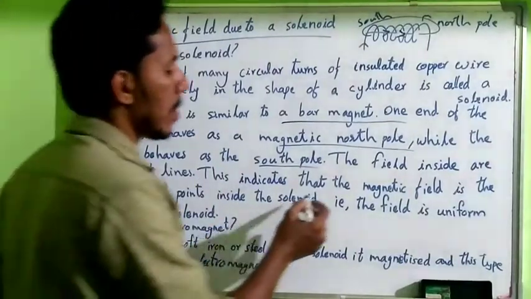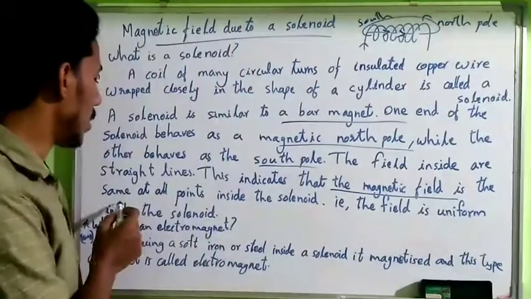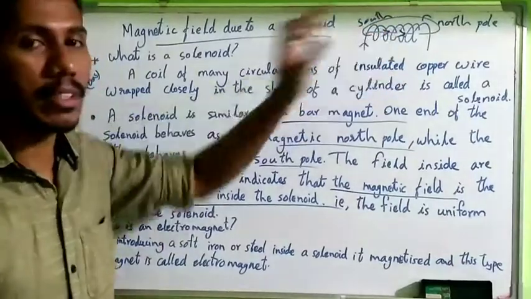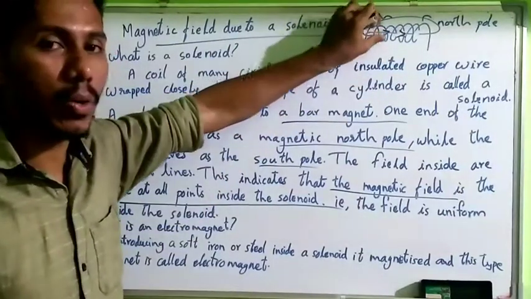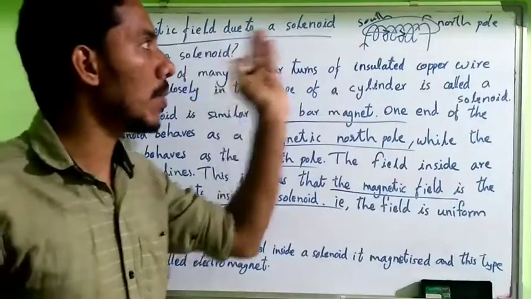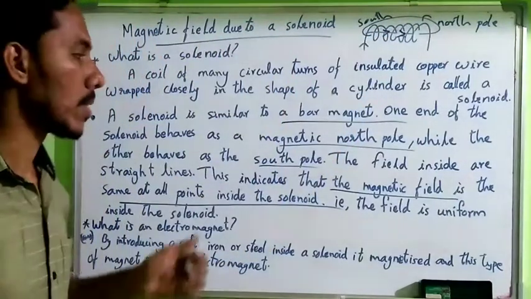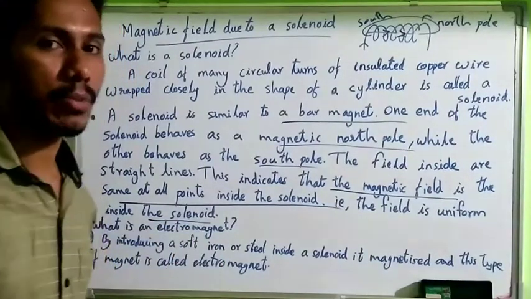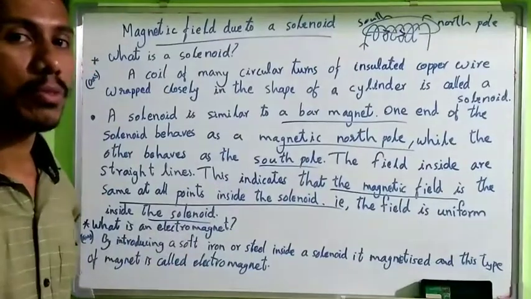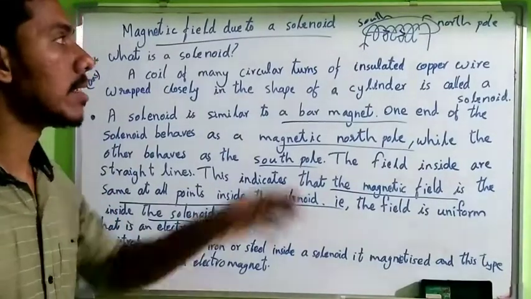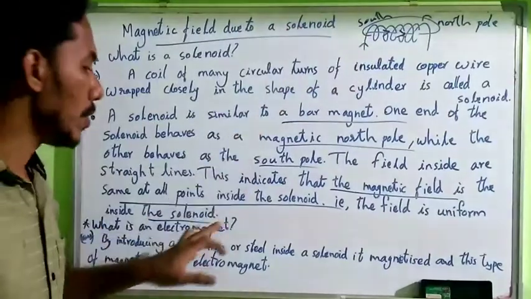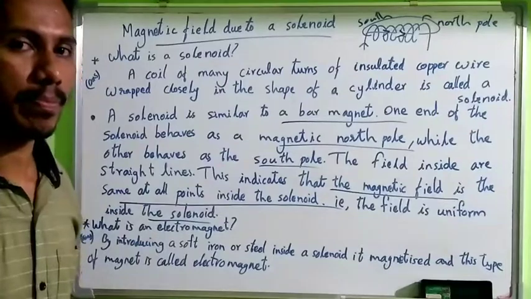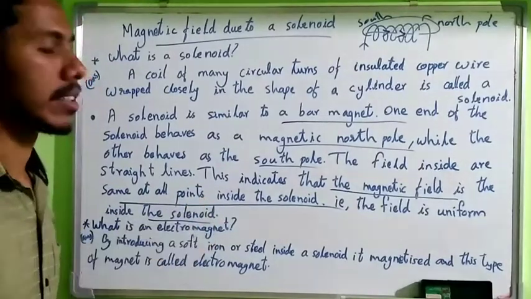This indicates that the magnetic field is the same at all points inside a solenoid. This is an important point. Inside the solenoid, the direction is always in a single direction. Okay, the field is uniform inside the solenoid. So one-word question: what is the direction of a magnetic field inside a solenoid? It is a uniform magnetic field in the same direction. Okay, in a single direction.